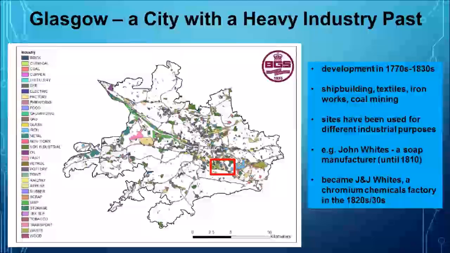Now, one of the things that makes it quite difficult for us when studying these sites now is that they have been used for a number of purposes. The example that I have here is for the chemical works, which is in the area in the red rectangle. It was originally a soap manufacturer until 1810, but it became a chromium chemicals factory in the 1820s to the 1830s. So multiple uses of the same site, making it difficult for us to study these.